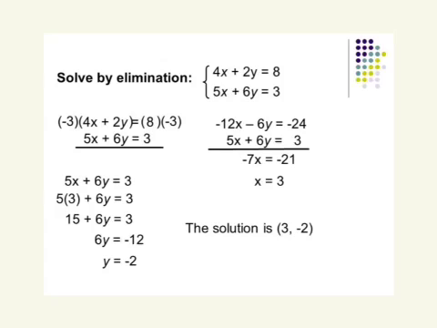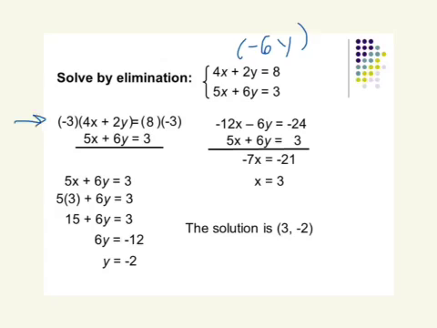In this situation, we're going to choose the y's because it would be pretty easy to make 2y and 6y become opposites. If we could make 2y become a negative 6y, then the y's would cross out. So think, how can you make 2y become negative 6y? Well, if you take 2 times negative 3, you'll get negative 6. So what we do is we multiply the entire top equation by a negative 3.